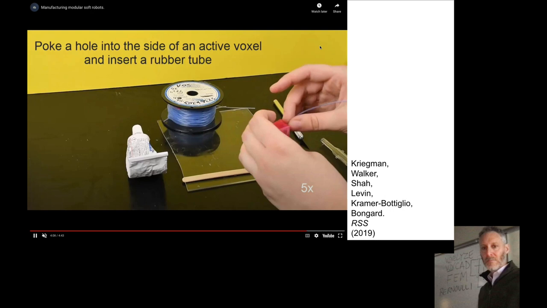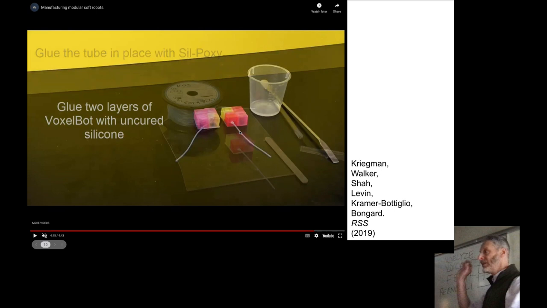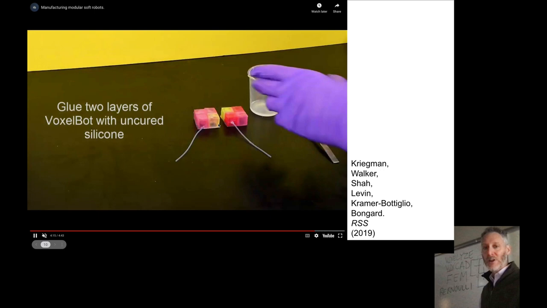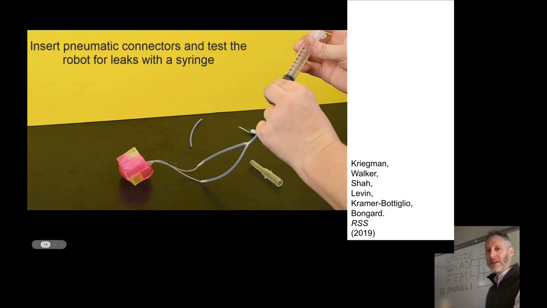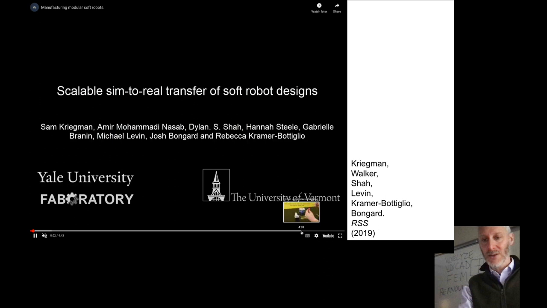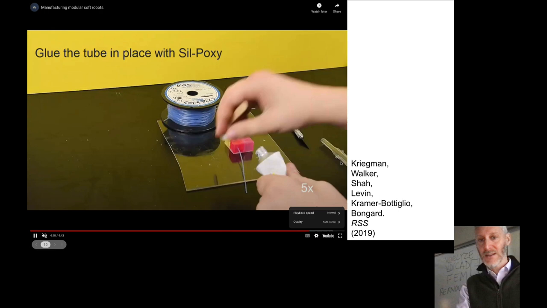You can see Sam now adding in the very small air tubes here, so we can supply pressurized air. Adding some additional liquefied dragon skin to seal any small holes, and then finally, with a 99-cent syringe, pump some air into these voxels, and I'll play this back at real speed so you can see this at work. You can see how the voxels deform in volume.